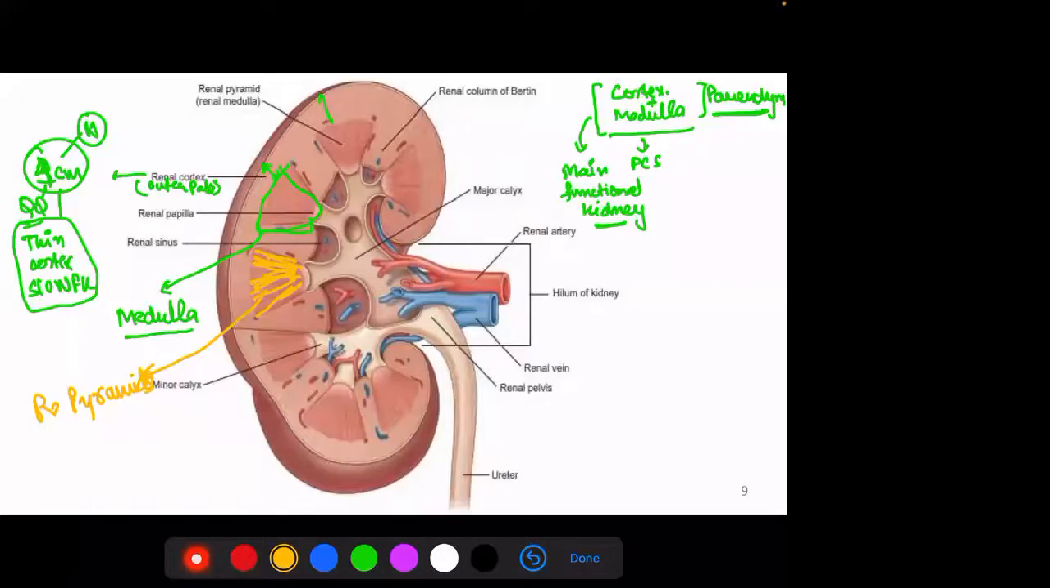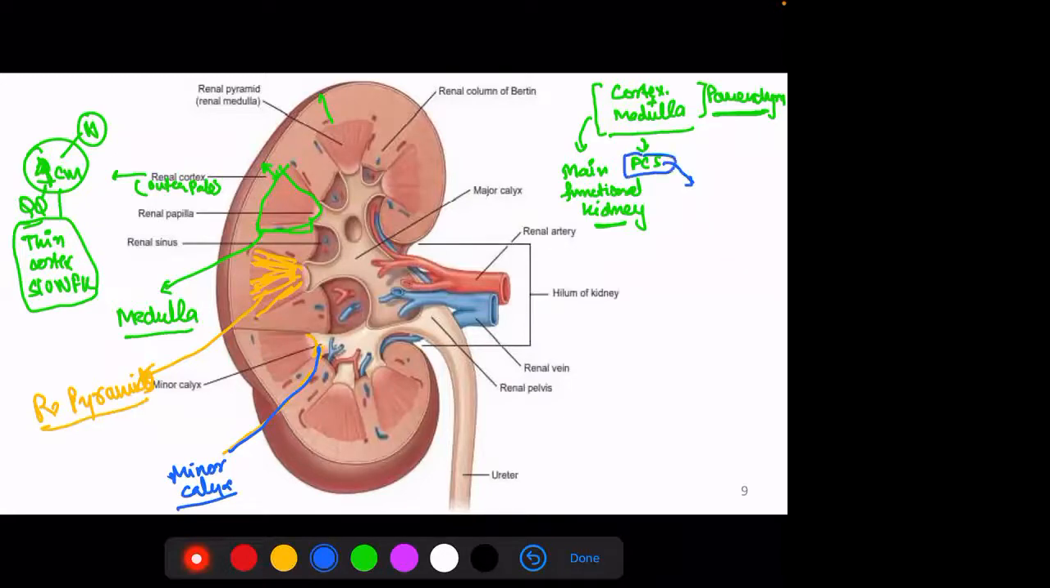Okay, so this is the renal pyramids. These renal pyramids open, and this is what? This is the minor calyx. The minor calyx is a part of the pelvicalyceal system. Okay, the pelvicalyceal system part is the minor calyx. Till now, this is the renal pyramids.